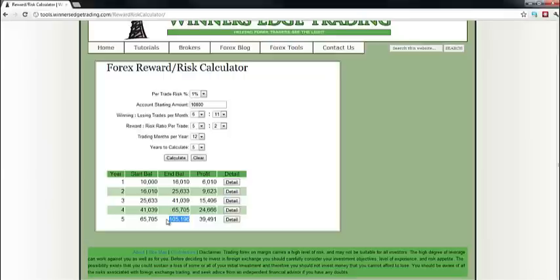And by the way, that's only risking 1%. If you want to see something amazing, which is another cool thing about this calculator, do something like this: change your risk from 1 to 3, and then recalculate and see what your ending balance ends up being. Okay, so it goes from 105,000 to almost 9 million by increasing your risk.